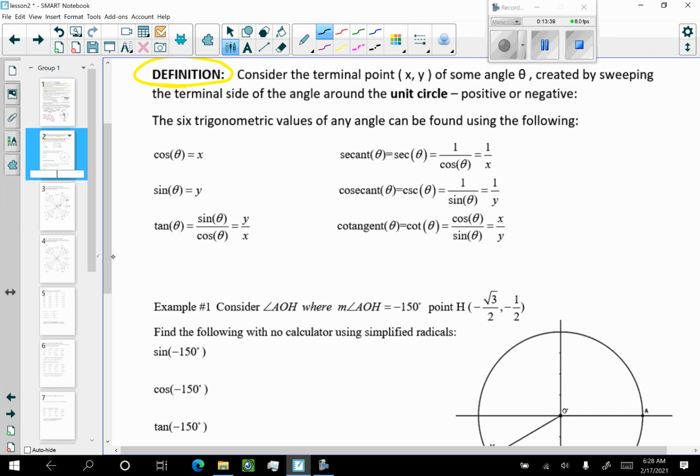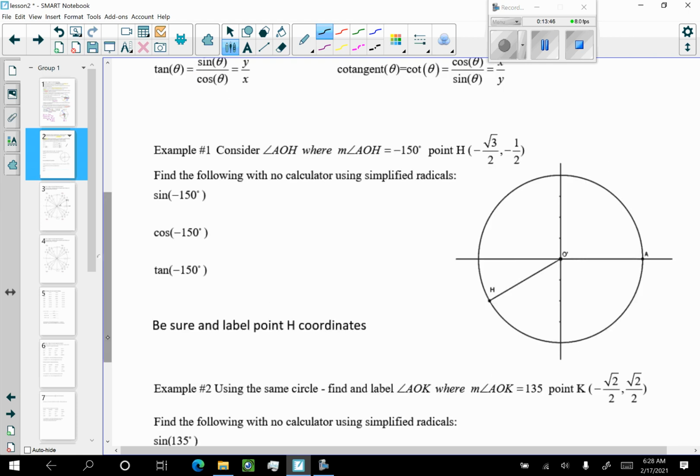Likewise for the secant, cosecant, cotangent. And there's no use in me repeating these because I want to get to some more examples. So here we're going to consider angle AOH, where the measure of AOH is negative 150 degrees.